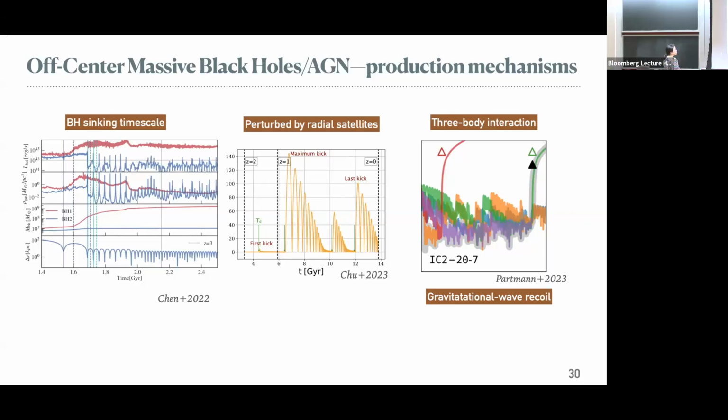And then finally, there are other cases where you can probably gain a larger velocity kick and perturb the black hole to a bigger radius. So you can have a three-body interaction. This is a paper by Partmann recently, which tries to model the merger of a lot of black holes in the satellite galaxies. And here is the orbit of all these black holes. The empty triangles are three-body interaction kicks, and the black triangle is a recoil kick. So in this case, even though the black hole sinks initially, it will constantly be perturbed and kicked from the center.